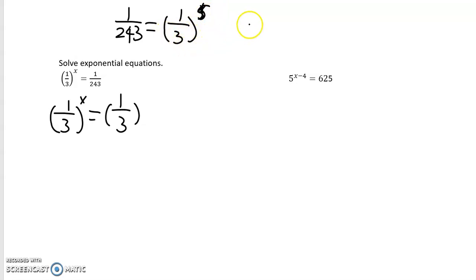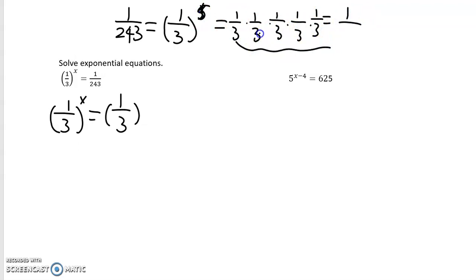And we can see that 1/3 to the 5th means 1/3 times 1/3 times 1/3 times 1/3 times 1/3, and multiply straight across. That gives us 1 on the top, and the bottom will be multiplying 5 copies of 3. These two will be 9, these two will be 9 times another 3, and 9 times 9 is 81 times 3. That's exactly 243. So yes, 1 over 243 can be written as 1/3 to the 5th.